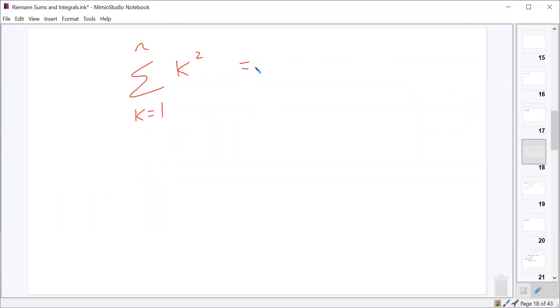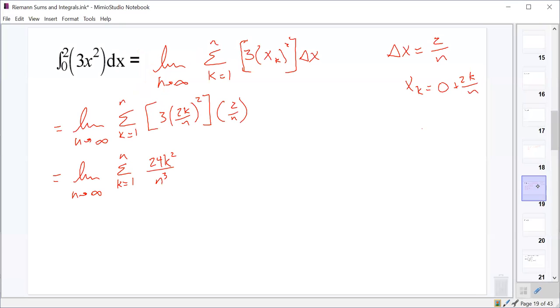Anybody remember that one from the last time you did that? Sometime years ago, last year? Isn't it n times n plus 1 times 2n plus 1? It is in the numerator, and what's in the denominator? Over 6. Over 6. Good. All right. So we'll just go in and replace this k squared with that. That gets rid of our summation.